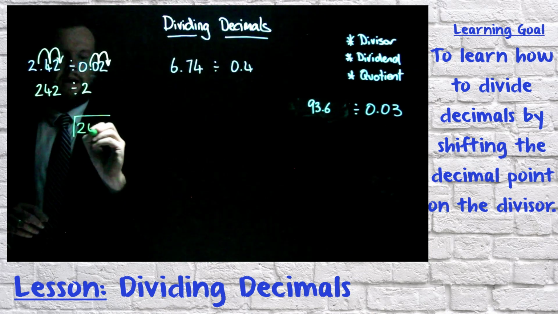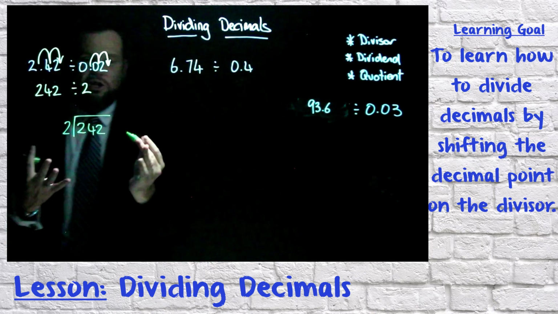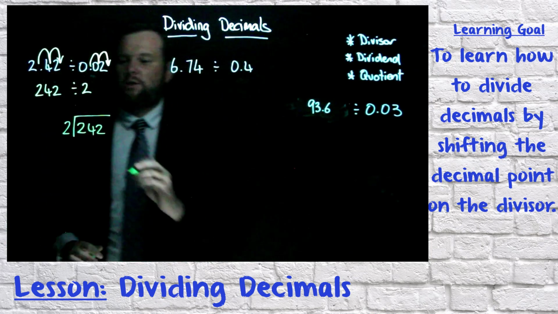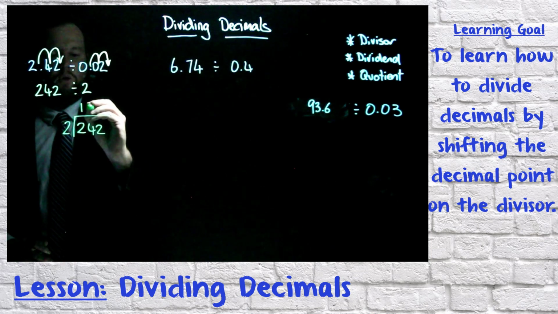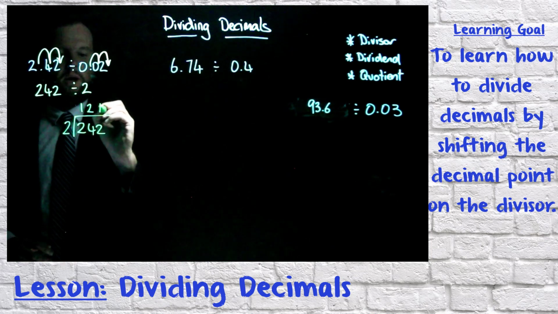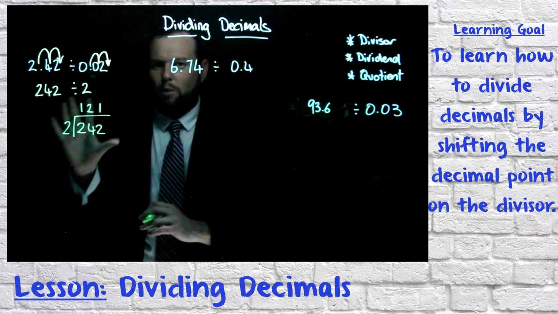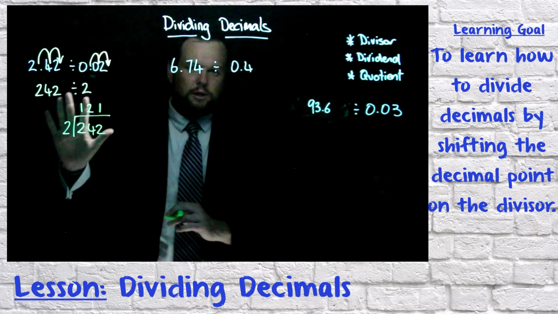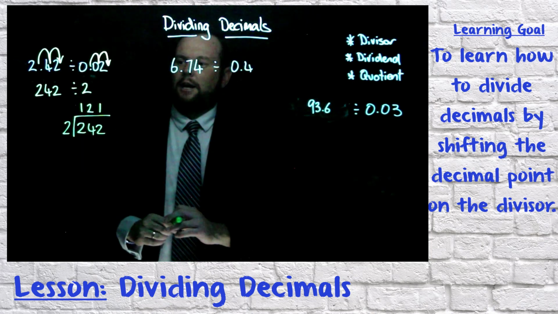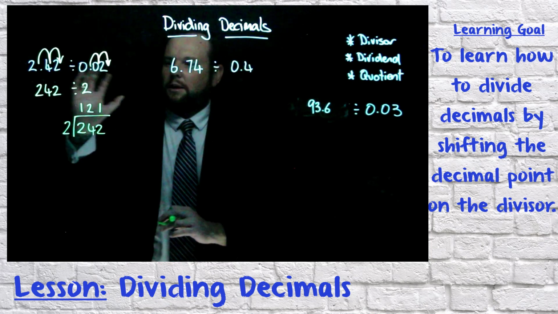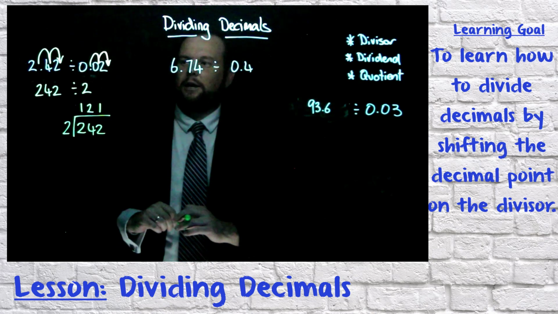And now we can set out a normal algorithm and just do our question. 2 goes into 2 once, it goes into 4 twice, it goes into 2 once, 121. Now, unlike multiplication, you don't need to put a decimal point back in. That's your answer, 121.